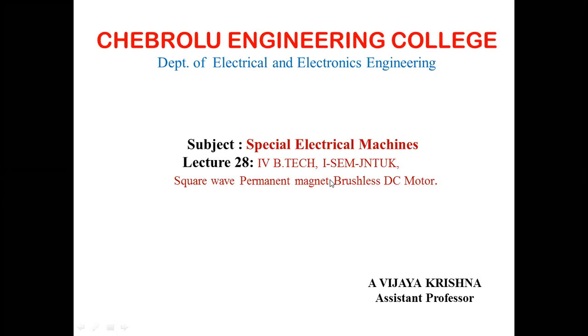Today's lecture is on square wave permanent magnet versus DC motors. Here, the square wave permanent magnet versus DC motors comes under the category of a permanent magnet versus DC motor. Here, square wave and also sine wave, we are having two different topics. The square wave is related towards the generation of EMF in the motor, and the sine wave is also related towards the EMF.